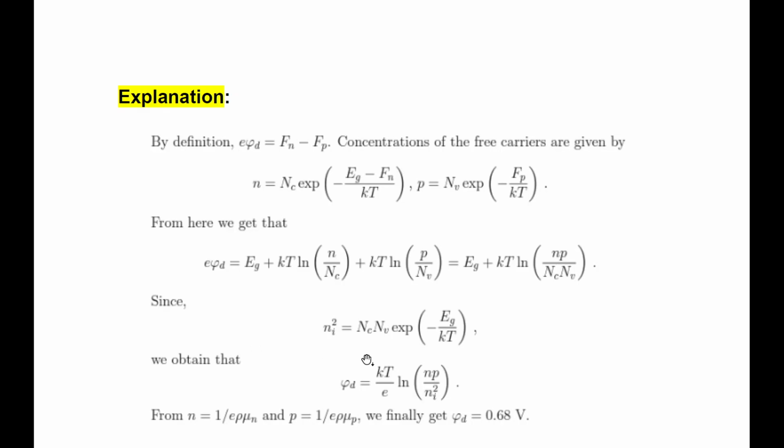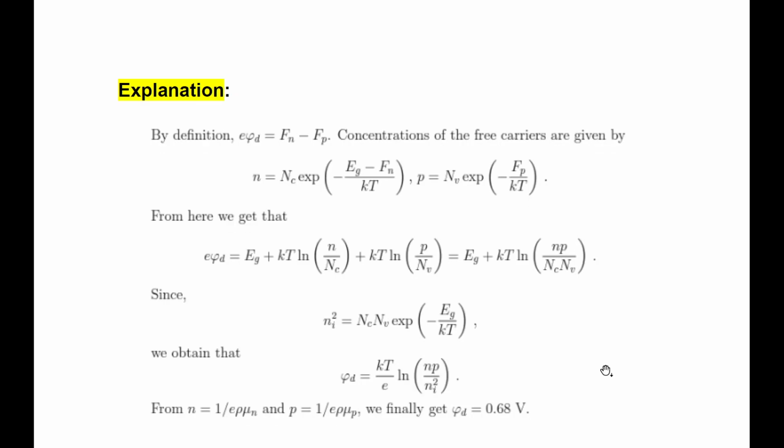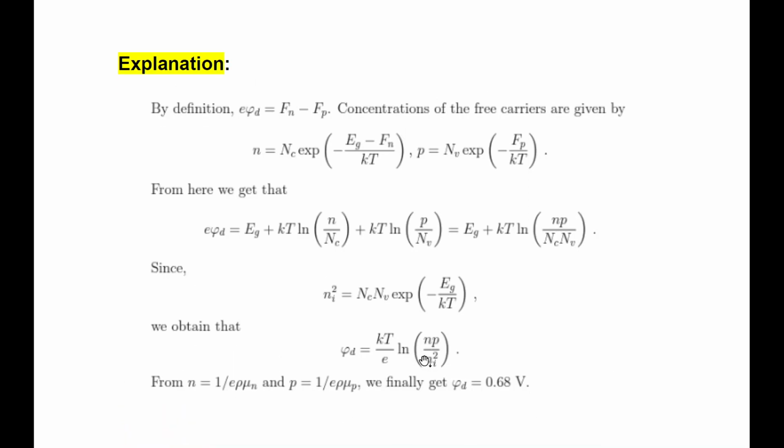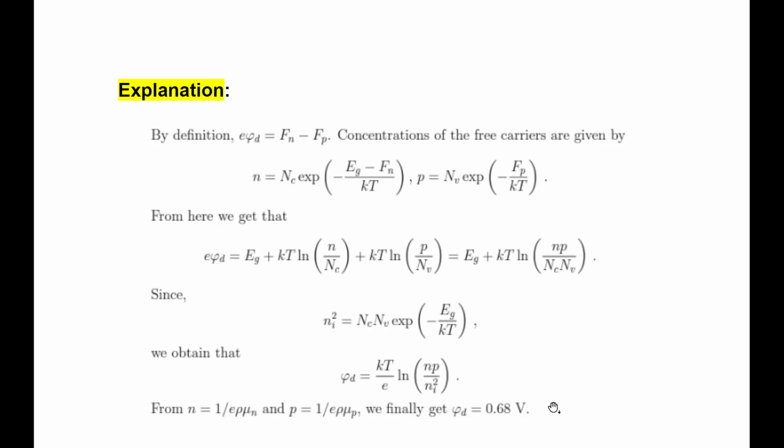So from here, n is equal to 1 over e rho mu n and p is equal to 1 over e rho mu p. Thus we finally get psi d is equal to 0.68 volt. From these equations psi d can be calculated. n, p, ni, kT and e we know. It comes to 0.68 volt.